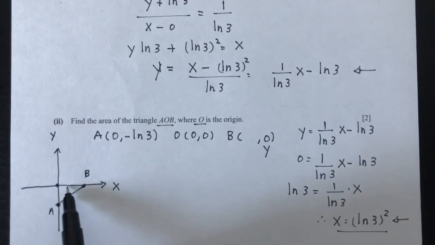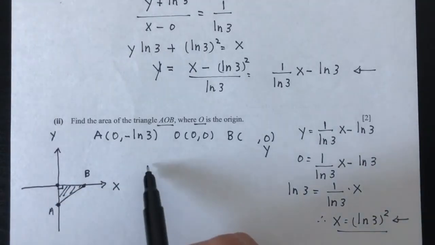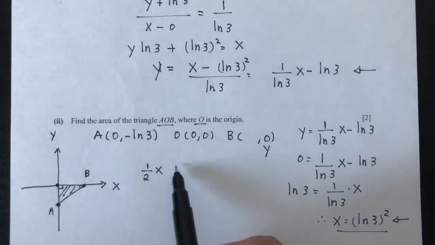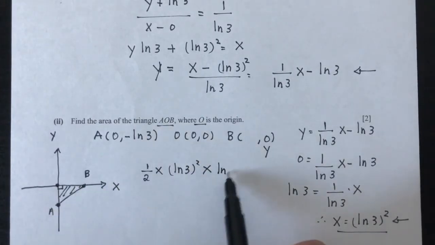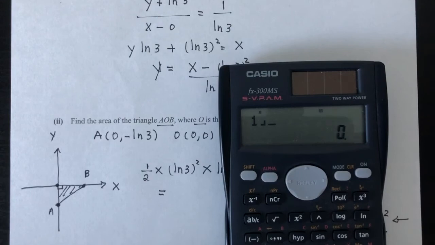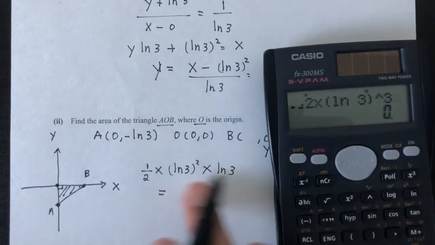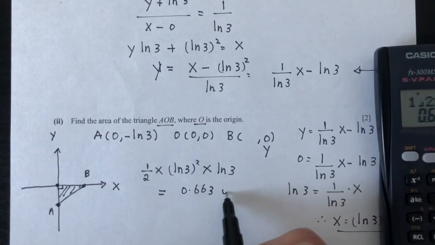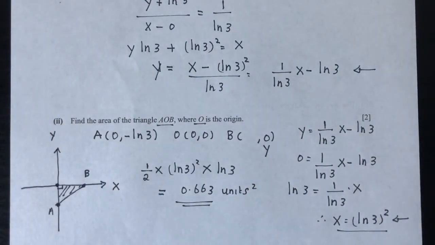So to find the area of this place, we have a right angle triangle, so it should be pretty easy, right? So we do half times base, which is the length of OB, which is ln 3 square, times height, which is ln 3, to find the value. So let's do that. Half times ln 3 power 3. That will become 0.663. 0.663 units square for the area of AOB. That is your answer for question number 7.